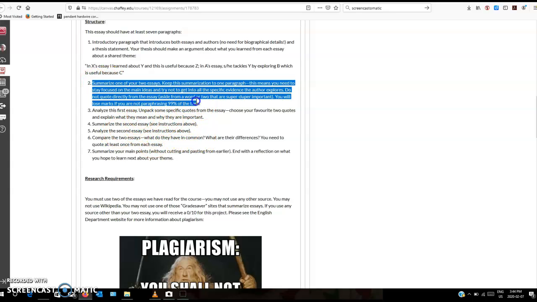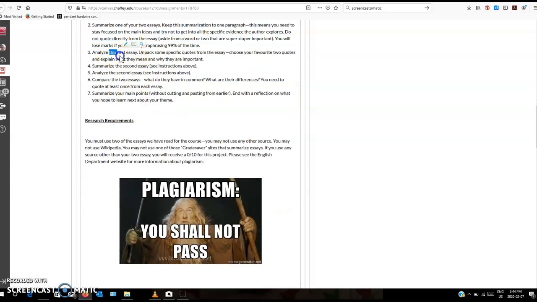When you're summarizing in this short a space, you shouldn't be directly quoting from the source. You should just be paraphrasing. That means putting in your own words and moving on with that. So in this model, I would summarize the first of my 2 essays and I would analyze that, see what the author's doing, right? Concentrate on that topic.